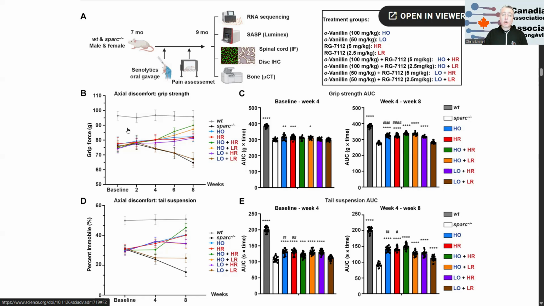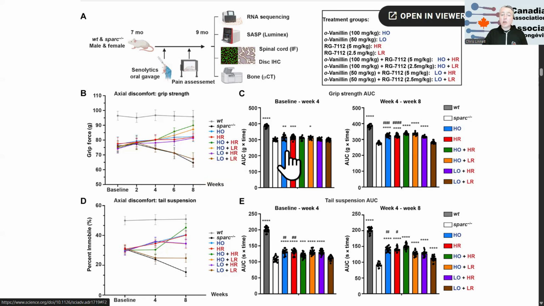And here you can see that over 8 weeks, the wild-type mice could hang on quite well, while the SPARC mice started off much worse, and the untreated SPARC mice, which is the black line, continued to get worse. Several of the other groups improved, as you can see by these rising lines.